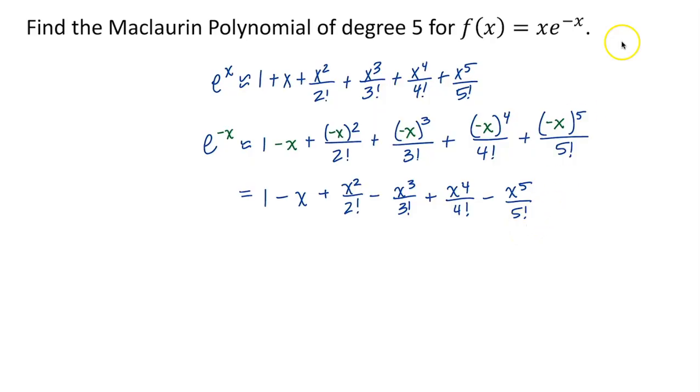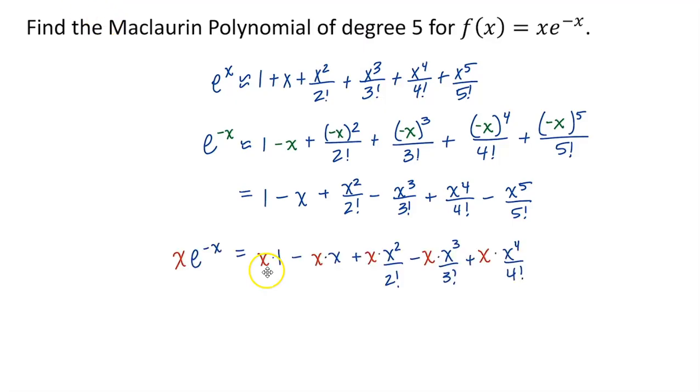And now the final step is we want to go ahead and multiply through by an x. So we currently only have e to the negative x represented with a Maclaurin polynomial. So we're going to multiply each term here by an x. So that's going to leave us with x times 1, x times negative x, x times x squared over 2 factorial, an extra x times x cubed over 3 factorial, and we're going to stop at x times x to the 4th over 4 factorial because that product there is going to leave me with a degree 5.